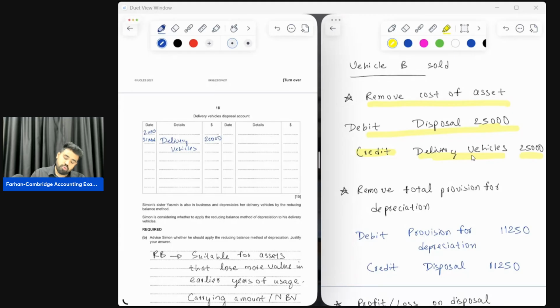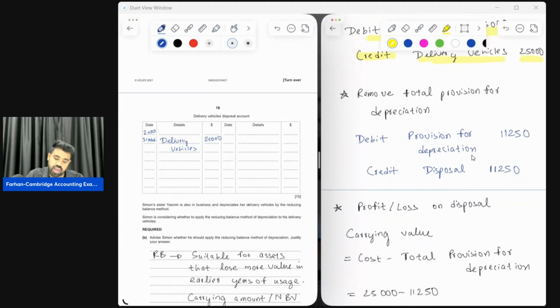Then we also have to remove the total provision for depreciation for this asset. Obviously, as we understand, there's no point of keeping this in the books for the new year because we don't have this asset anymore. So provision for depreciation in itself is a contra asset account, which means when it increases, we credit it. But now that it is decreasing, due to the fact that we have sold it, we have to debit the provision for depreciation account by 11,250, which you have already seen in the previous ledger account, right? So the simultaneous corresponding credit entry would be to credit the disposal ledger account by 11,250.